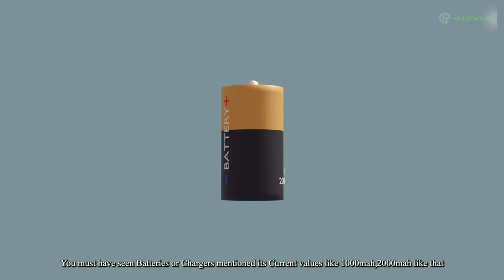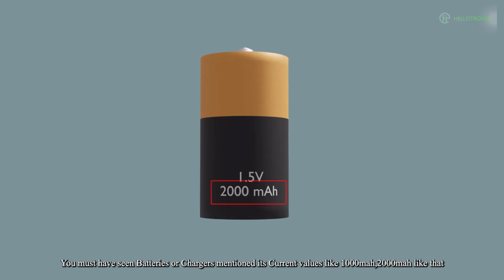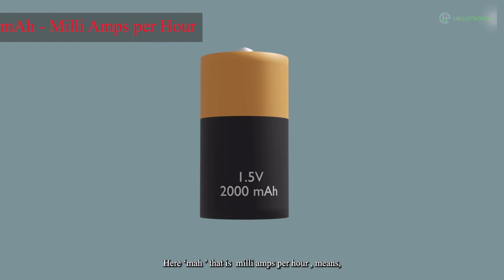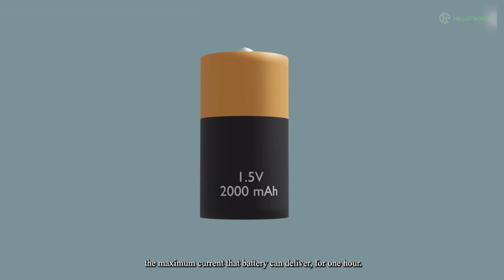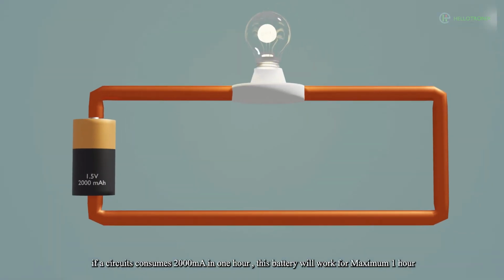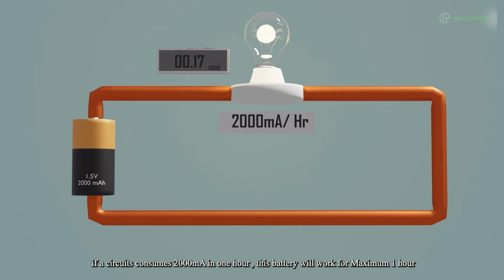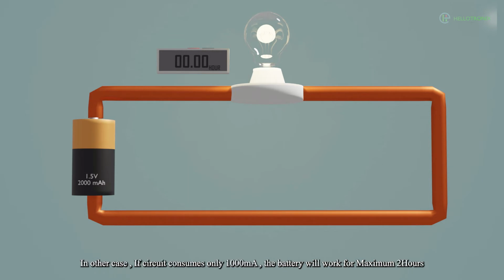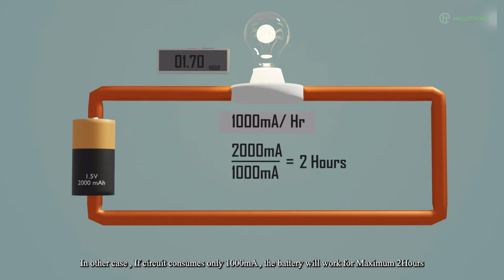You must have seen batteries or chargers mentioning current values like 1000 mAh, 2000 mAh. Here mAh, that is milliamp hour, means the maximum current that battery can deliver for 1 hour. In other words, if a circuit consumes 2000 milliamps in 1 hour, this battery will work for maximum 1 hour. In other case, if a circuit consumes only 1000 milliamps per hour, this battery will work for maximum 2 hours.